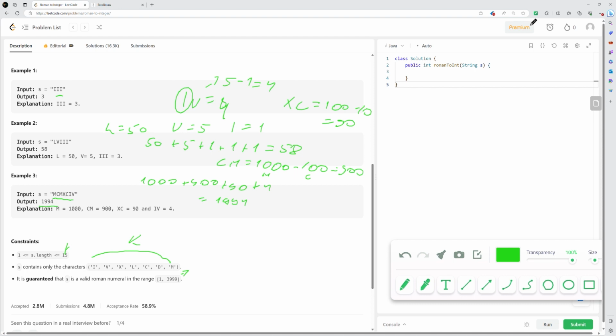Why is that the maximum? Because as we said, we cannot have more than 3 symbols in a row. So the maximum that we could get is, for example, 4 M's, which is 4 times 1000, which is equal to 4000, but we cannot have this, so the maximum is 3,999.